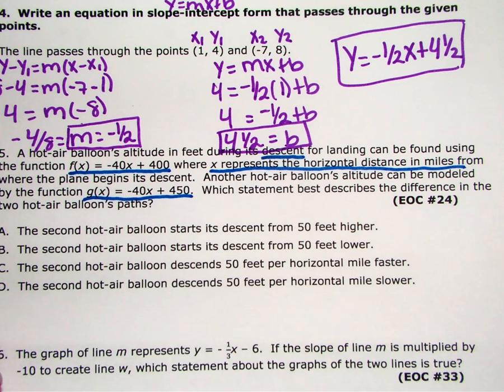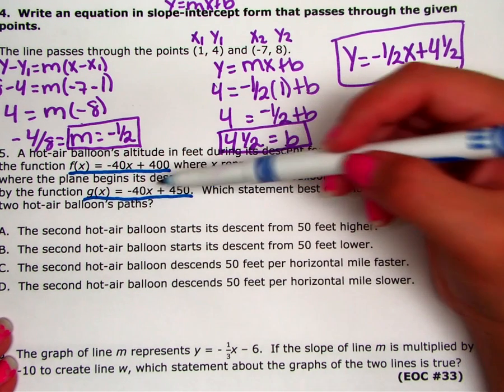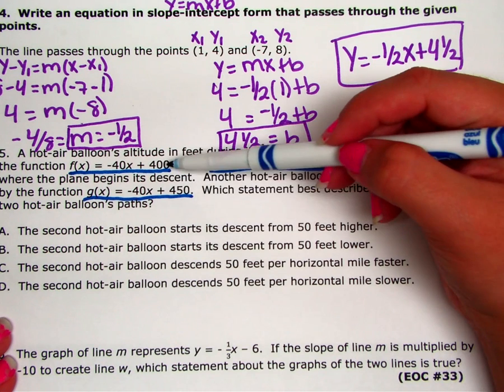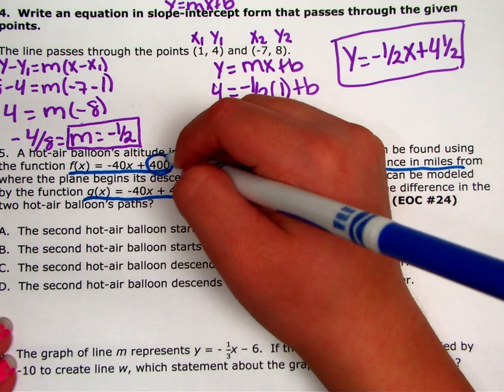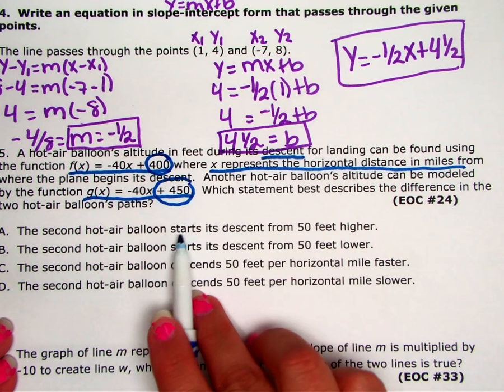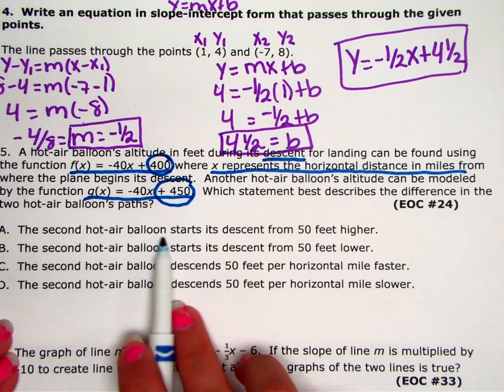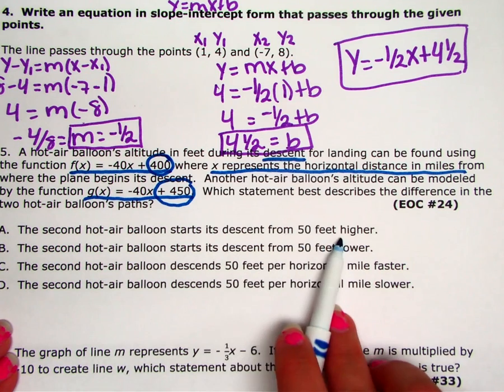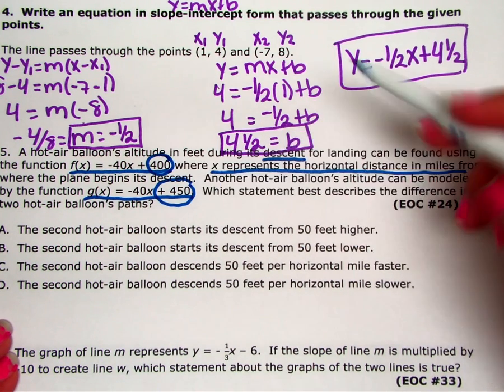So let's look at these two equations real quick. We see that the slopes are the same, the negative 40s, and we see that the y-intercepts are different. The first hot air balloon starting at 400. Where the other one starts at 450. So let's look at these answer choices. The second hot air balloon starts its descent from 50 feet higher. Well, is the second one 50 feet higher? Yes, so far that looks good.